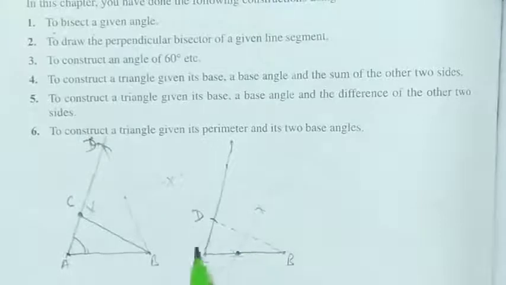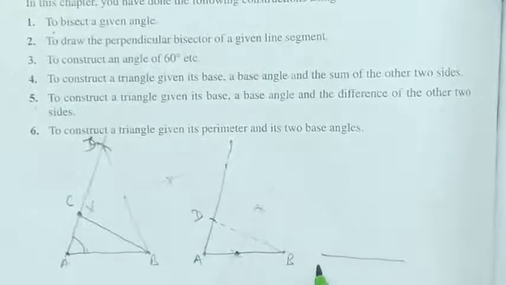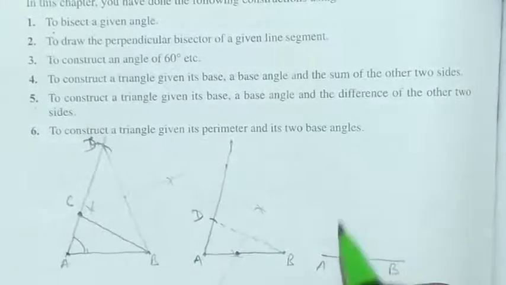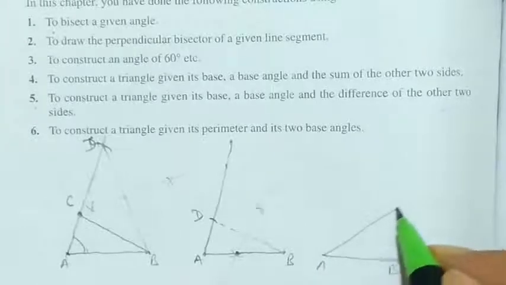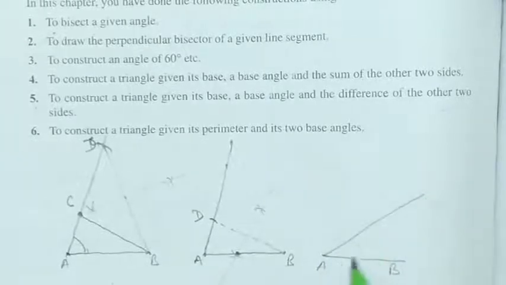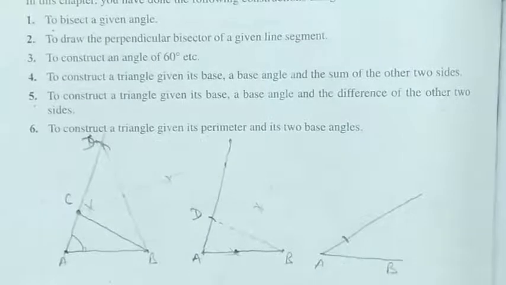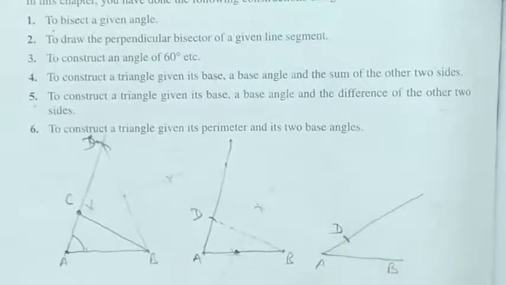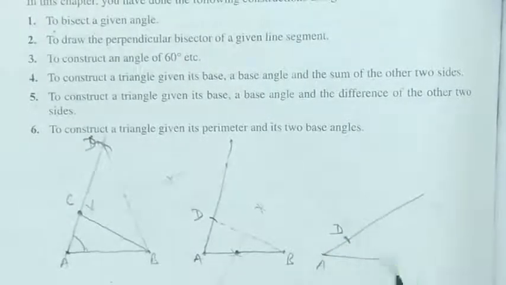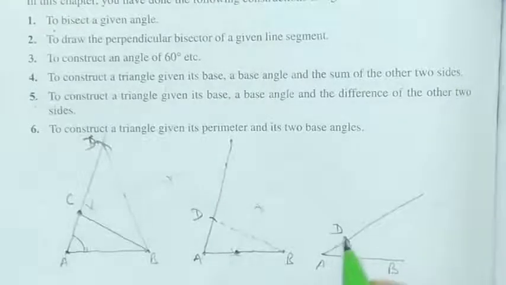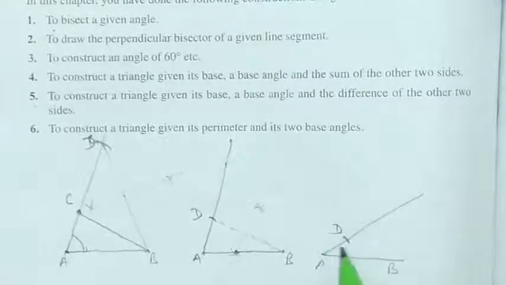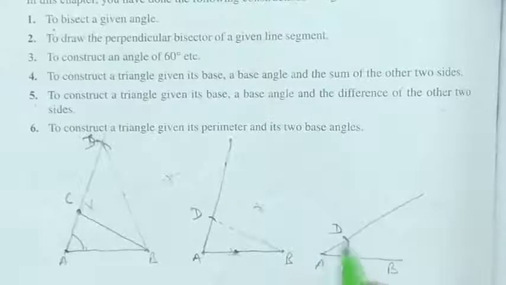In what case will it be possible? When this is the base, let's say AB, and this is the angle, and the difference is given, this one. Let's say this D. This is the difference between AC and BC. So AC is greater in this case. That's why we have drawn it here.